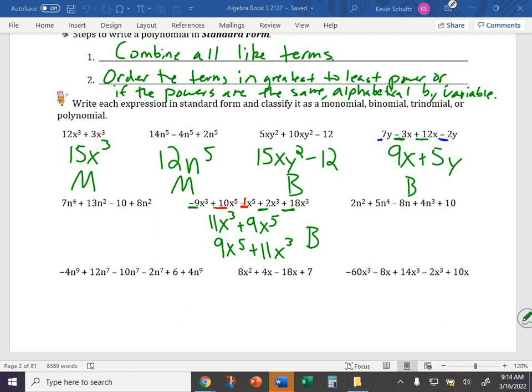Negative 4n to the ninth and positive 4n to the ninth. What does that combine to be? 0n to the ninth, which is really just the same as 0, right? Because if whatever n to the ninth is, if we have 0 of that, or think about it as multiplying, 0 times n to the ninth, 0 times anything is 0. So these completely cancel out. Okay? What else can we combine?